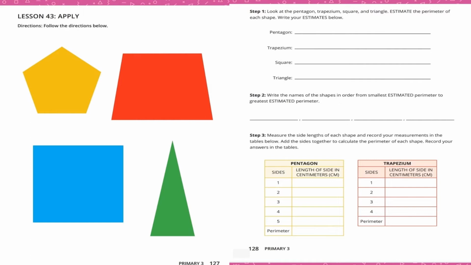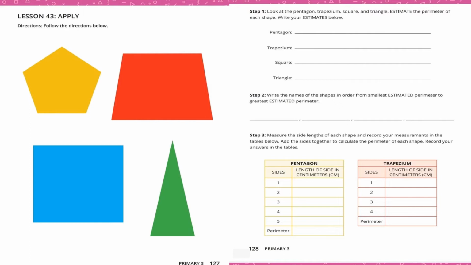Our pinky finger, which is the smallest one, its width equals 1 centimeter. So if we put our pinky finger on the side, and we will count 1 centimeter and move our pinky finger 2 centimeters and move our pinky finger 3 centimeters and so on. This is our way to estimate. First, we will write the perimeters by estimation.